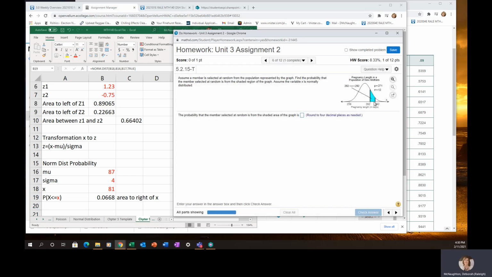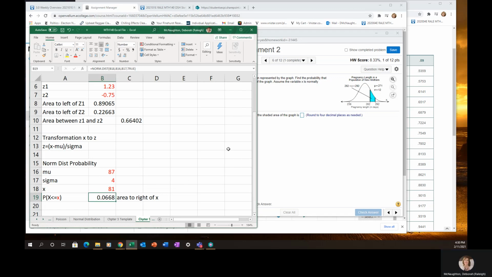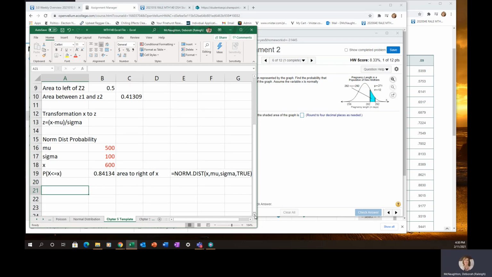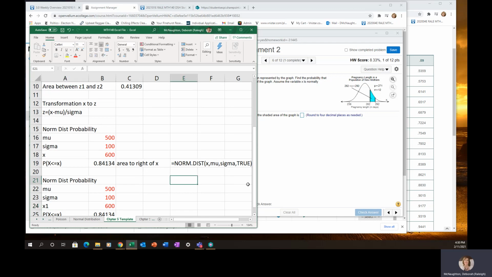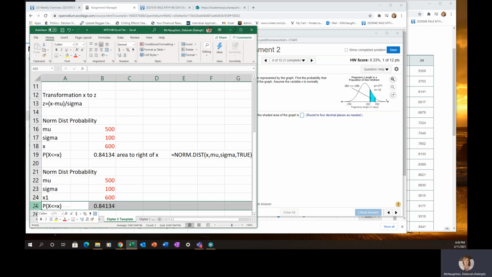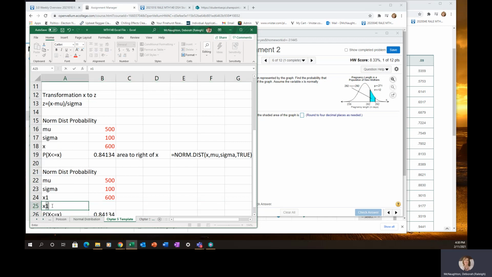Okay, and then the next one, it wants me to find the area in between two pieces. So let's create one that's for the area in between two places. Okay, so I'm just going to copy this. And now I need my mu, my sigma, and then I'm going to make this one x1. And then I'm just going to insert a row here, and I'm going to put in an x2.